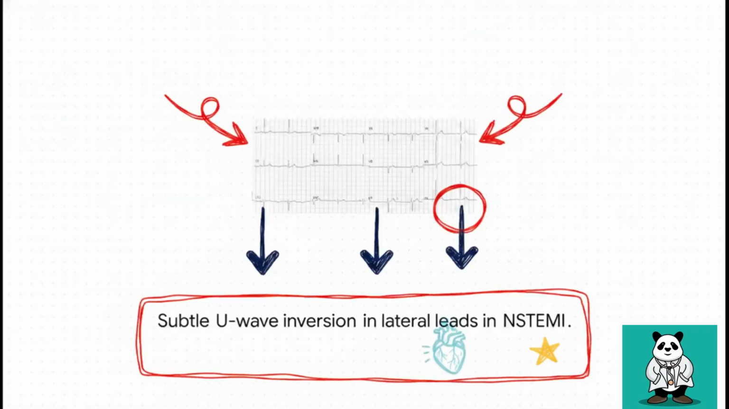Let's bring it all home with this final NSTEMI presentation. Check out the lateral leads here, leads 1, V5, and V6. Those incredibly subtle U-wave inversions were literally the only abnormal findings on this entire ECG for a patient who is actively having a non-ST elevation myocardial infarction. Let that sink in. That is exactly why mastering the U-wave is so absolutely critical.